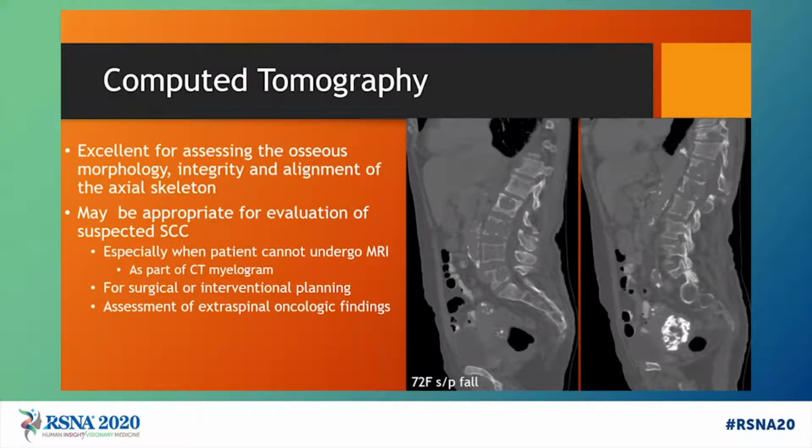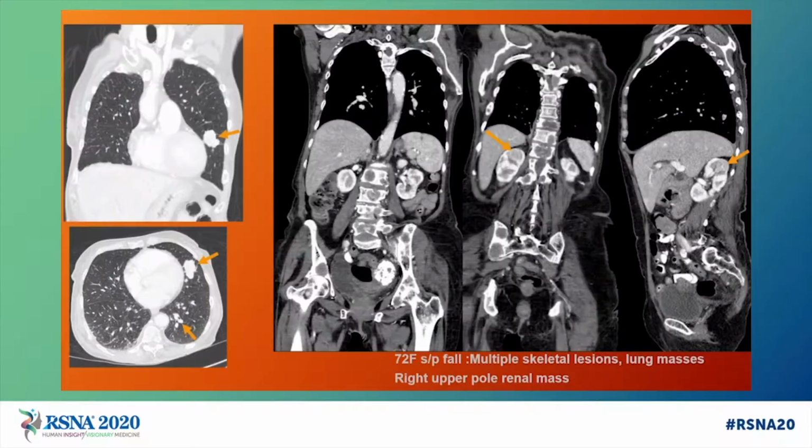This is the same patient as shown before on plain film with extensive lytic lesions throughout the spinal axis. They're more obvious on the CT sagittal reformations. Additionally, in this patient, the chest CT shows lung lesions, and the abdomen CT shows a right upper pole renal mass.